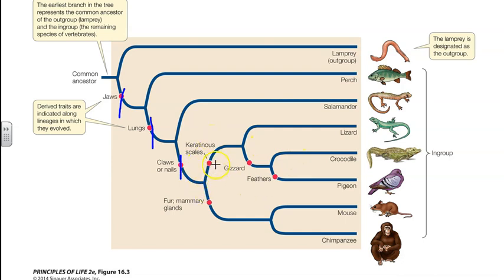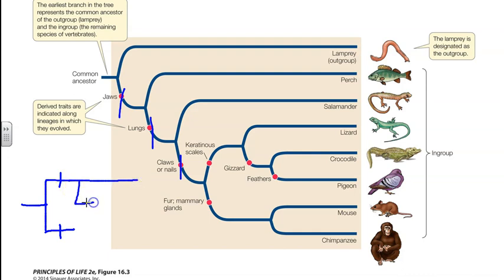This is where, and I'll just draw this for you on the board. Or I'll try to draw it on the thing. But right here, this is where you could have gone like this. Common ancestor, and then branching it like this. And right here, you would have wrote fur and mammary glands. You following me? And right here, you would have wrote keratinous scales. And then from there, I would just kept a straight line for the lizard.